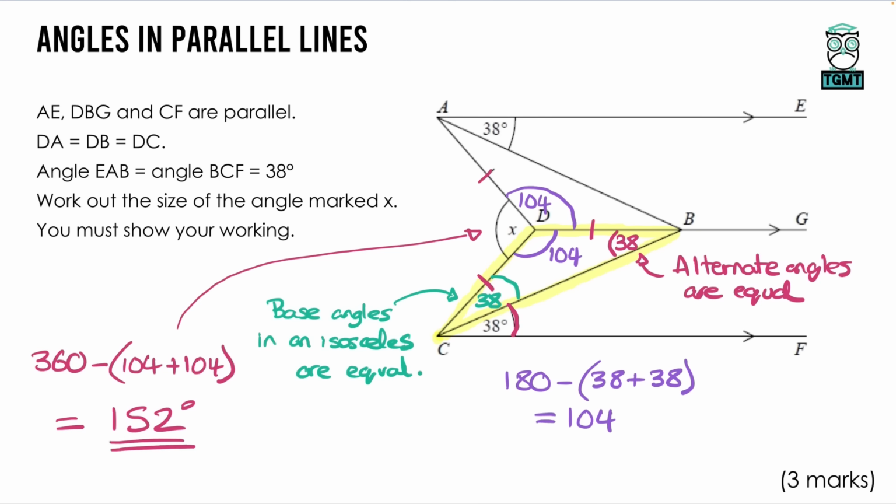And there we go, and if you wanted to write a reason along with that, it's because angles around a point add up to 360 degrees. And there we go, there were some angles in parallel lines and also involving some isosceles triangles.